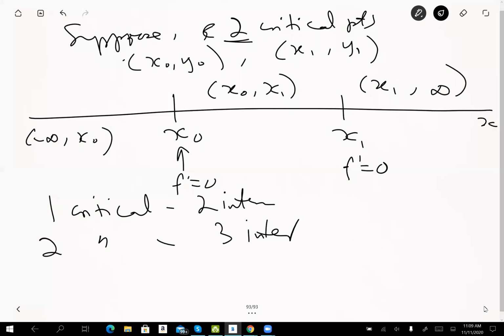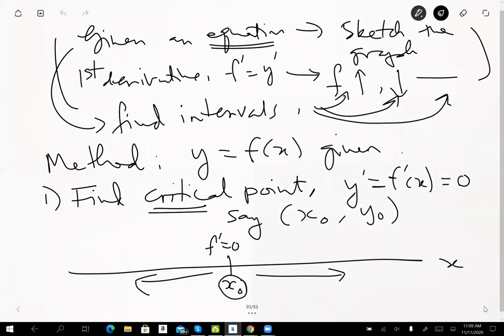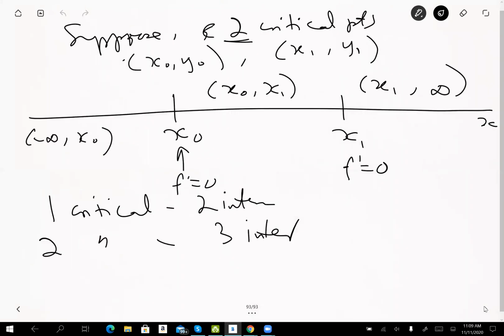So that is the first step: you find the critical points, because from the critical points you can break out into intervals. Now, number two, how do you know in which interval the derivative is positive and in which interval the derivative is negative? For each interval, you want to test whether the derivative is positive or negative.